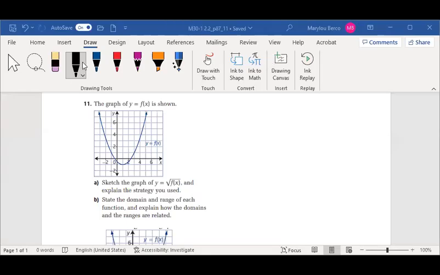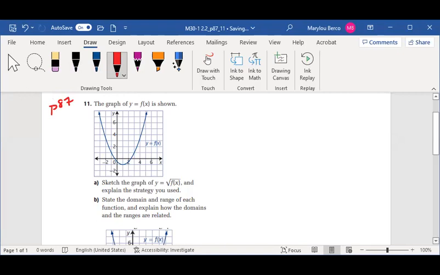Okay, let's take a look at question number 11 on page 87. The graph of the function y equals f of x is shown. Sketch the graph of y equals root f of x and explain the strategy you used.